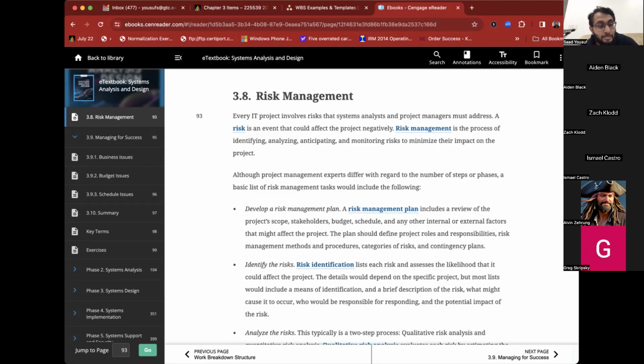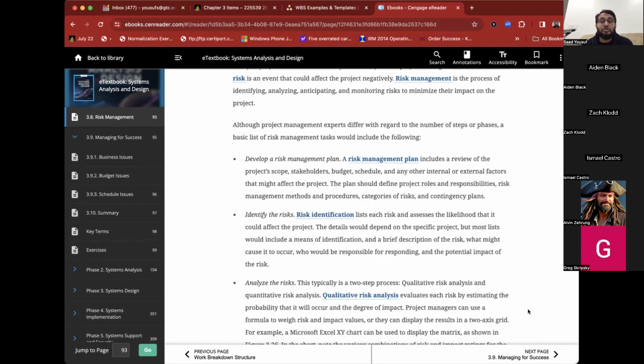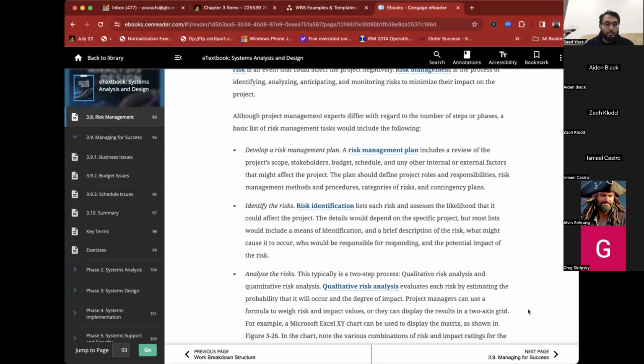Next topic comes risk management. Risk management pretty much is an alarm that tells the project manager what things could happen, what things could go wrong. As a result, a project manager needs to have a risk management plan in place, which includes a review of the project scope, stakeholders, budget, schedule, and any other internal or external factors that might affect the project. You need to identify the risk. You need to figure out what will be the impact of this risk on the project.